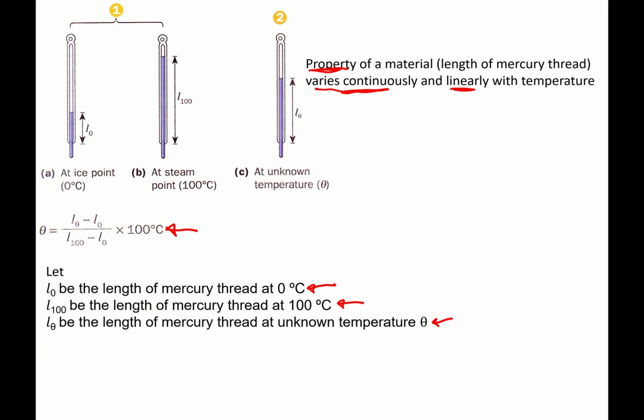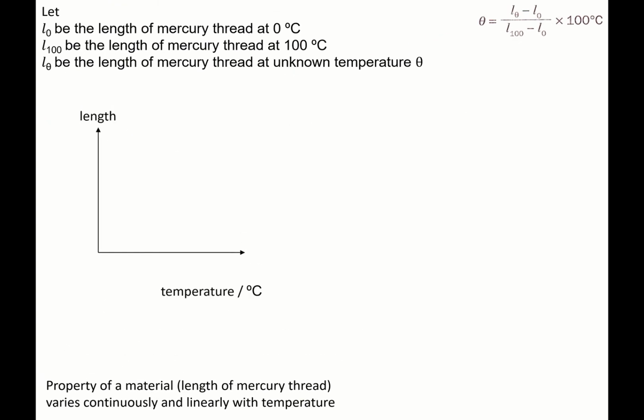So once we get it, next we're going to go back to the graphical approach. As mentioned earlier, the very basic. Now what I have here is a graph of length against temperature. Since at length L0 the temperature is 0 degrees, we mark out this point L0, 0 degrees Celsius, and the length L100 at 100 degrees Celsius. So we already have these two coordinates. Never mind the unknown temperature yet.